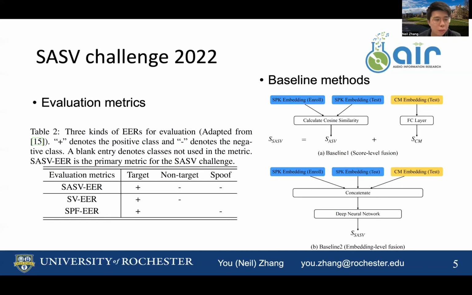The metrics are basically EER, equal error rates, where the false alarm rate is equal to the miss rate. So it is a standard metric for binary classification. The SASV-EER considers the target as the positive class, and both non-target and spoof as negative classes. SV-EER considers only target and non-target, and SPF-EER considers target and spoof. Note that this SPF-EER is still different from the EER metric for anti-spoofing, because anti-spoofing considers both target and non-target as the positive class. They also provide different baseline methods, which I will introduce in the next slides.